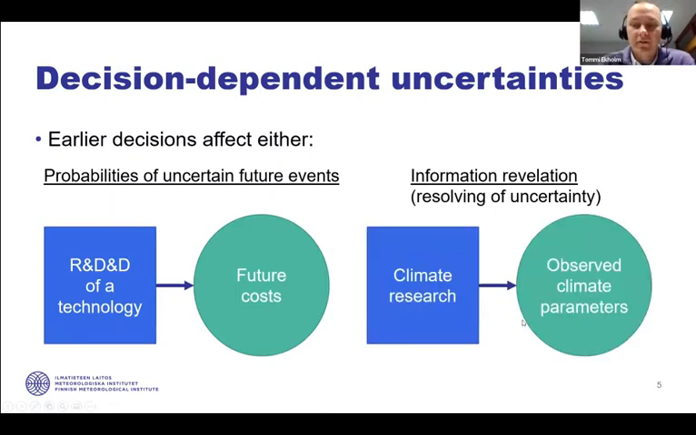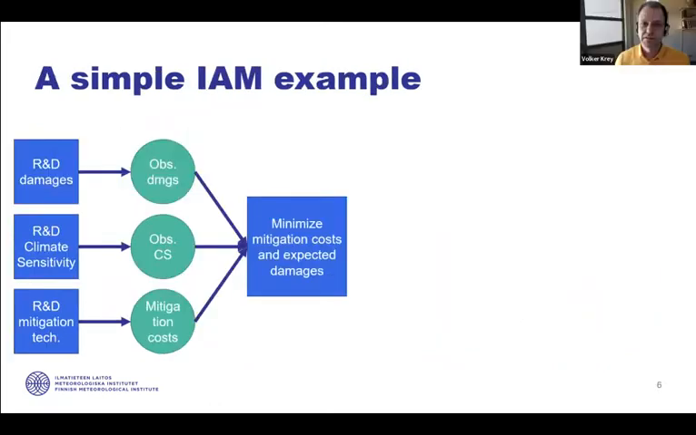For information revelation, an example is that you could do more climate research, and then by that you would get earlier or with better probability some observations of important climate parameters like climate sensitivity and climate impacts and damages in that sense.